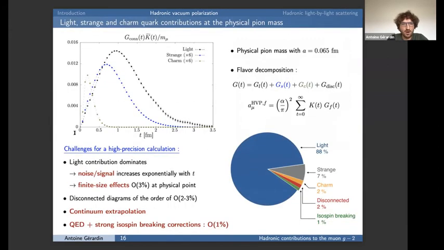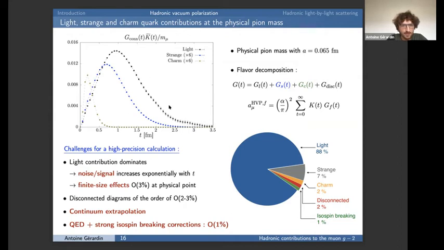On this plot here, what I show is the integrand. If you remember, we have to integrate the kernel times the two-point function as a function of the Euclidean time. Here I show the integrand for the light quark contribution in black, the strange quark contribution in blue, and the charm in green. For the charm and the strange, the signal has been multiplied by a factor of 6, so they are much smaller than the light quark contribution.